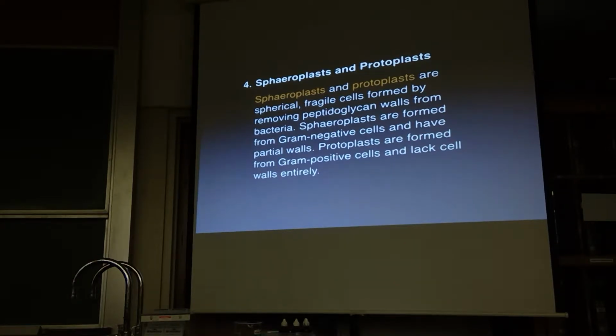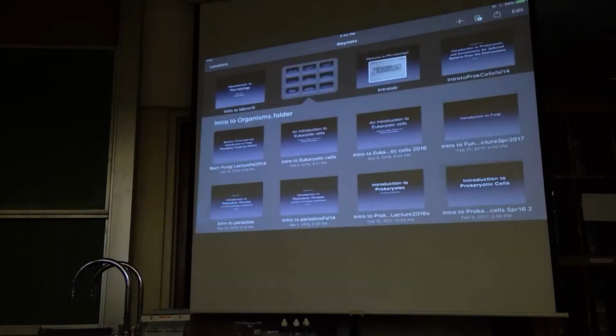These things are particularly sensitive to changes in osmotic pressure. They don't have a wall to protect them, so if you put them in a hypertonic environment, they will tend to blow up. And that is the end of our prokaryotic cell presentation.